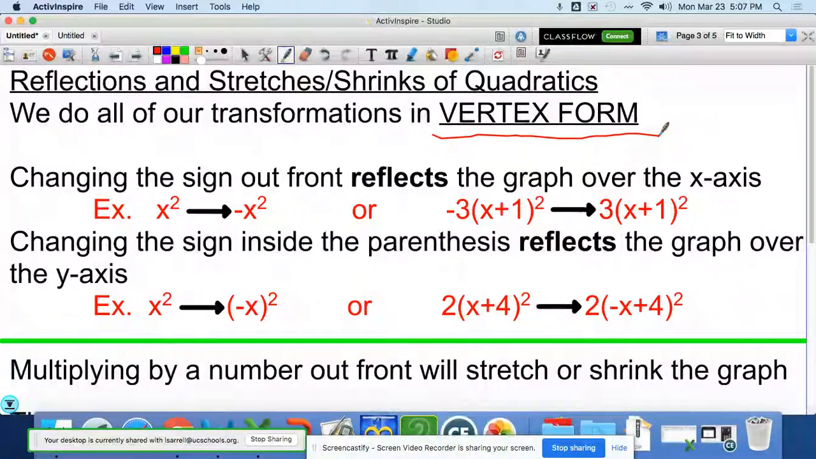But if we're in vertex form, like you see in this second little example here, it shows that we went from a -3 out front to a +3. And you're saying, wait, that went from negative to positive. That's okay. That is still our sign change, all the way out front. It's going to reflect it over the x-axis.